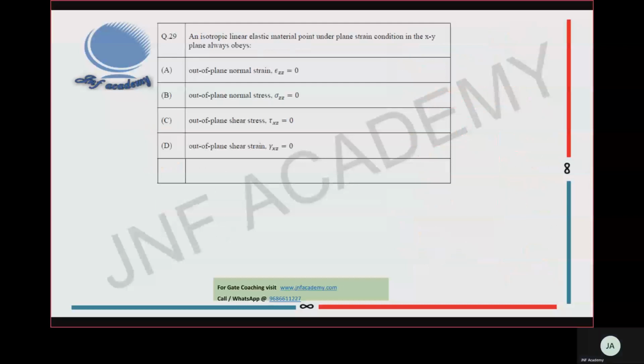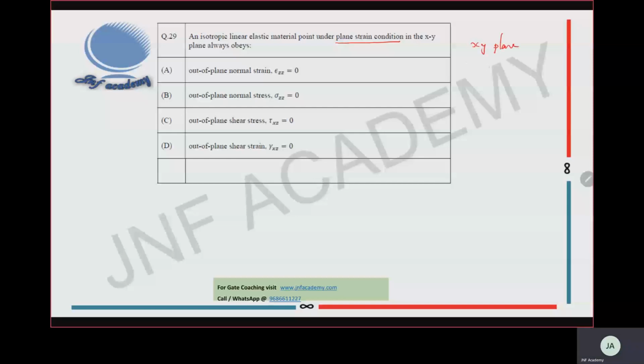Next question. An isotropic linear elastic material point under plane strain condition in the xy plane always obeys what conditions? So here the given plane is the xy plane. So the out of plane is the z direction.